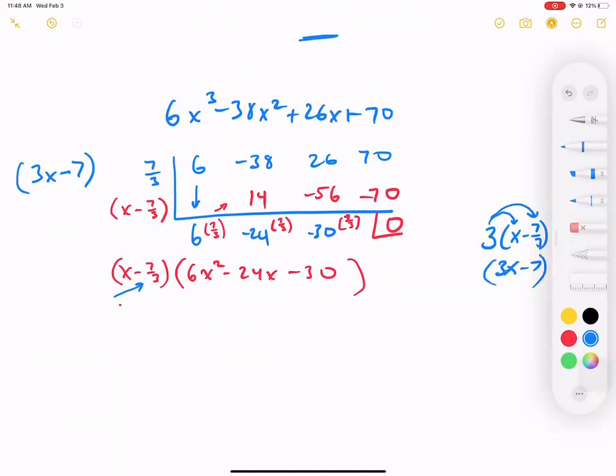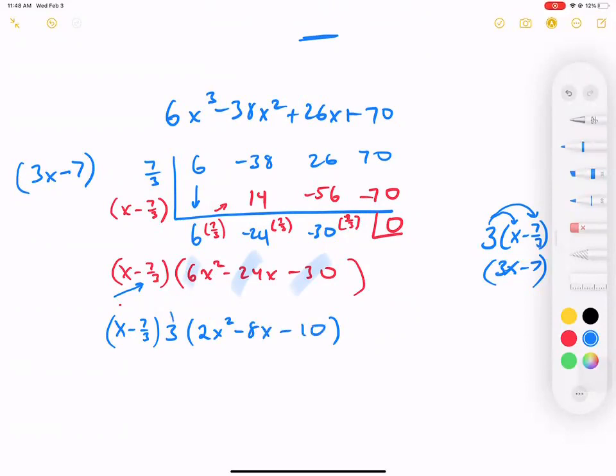So please take a look there. If I could find a 3 somewhere, please, anywhere, somebody throw me a 3. We won't have to write that as a fraction. And guess what? We have a 3 here. 6, 24, and 30. We can factor out a 3. So we have x minus 7 over 3. I'm going to steal a 3 from the synthetic division problem. We have 2x squared minus 8x minus 10.